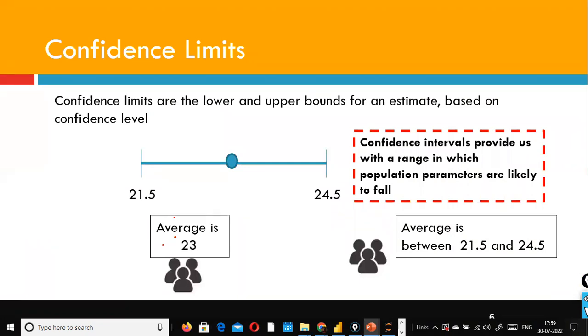Sample to sample, obviously the mean will vary. Since the mean varies, the confidence interval for each sample also varies. The lower bound and upper bound also vary. And what is the confidence level? Using the confidence level, we can tell how confident we are.